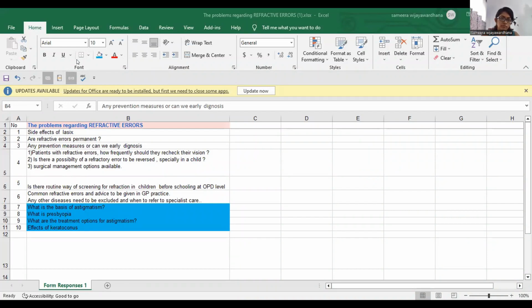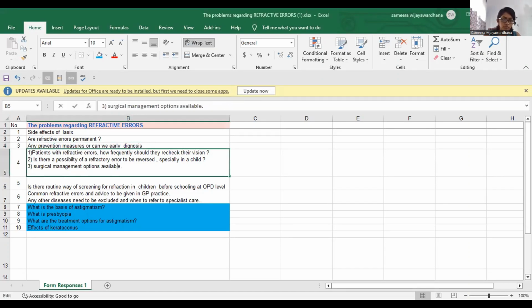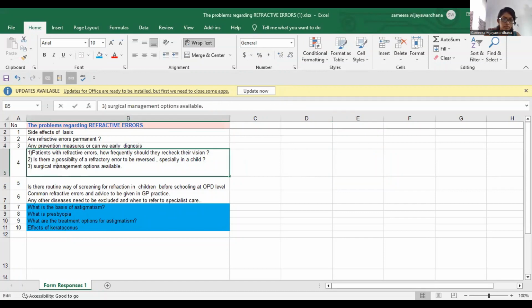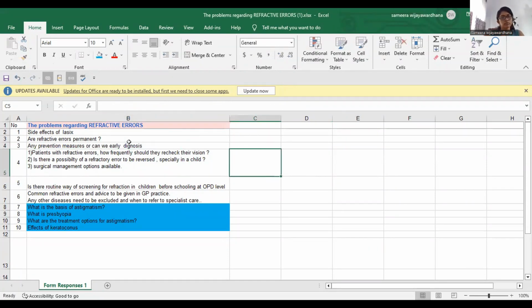Or if they're having squints, or maybe... Little children hardly ever complain of headache, but if they complain of headache, you might want to consider refractive errors. Preventive measures, like I said, definitely we have to promote outdoor activities more and less screen time.